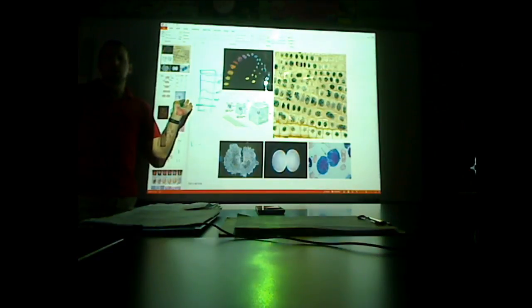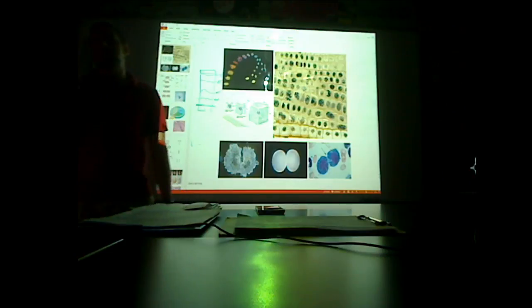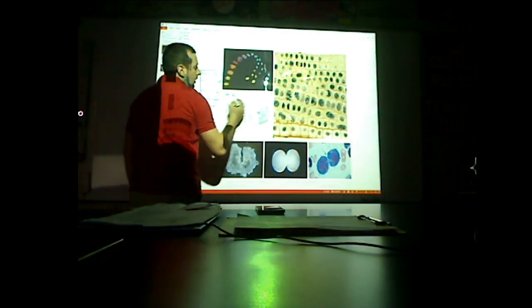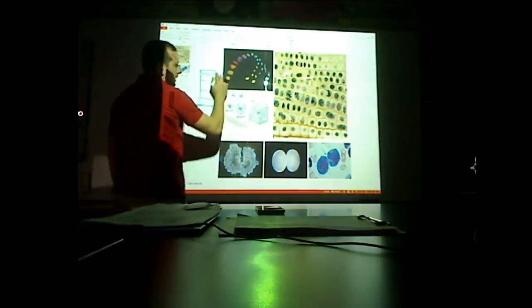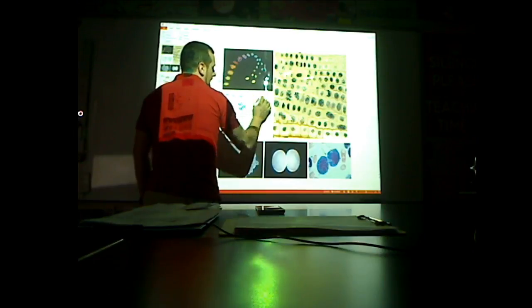Is that right? Right? And then you should be able to identify which pigments those are based on the Rf value. Now, Rf value is basically the distance that the pigment traveled divided by the distance that the solvent front traveled. And then you can compare that.